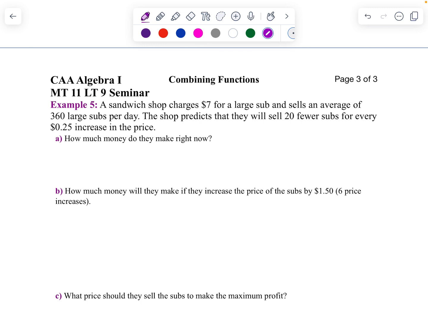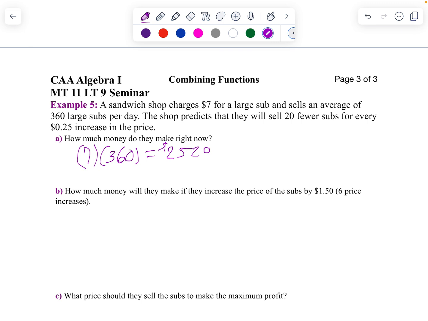Well, let's start here. If they charge $7 for a sub, and they're going to sell 360 subs a day, all we do to find that is take 7 times 360, and that will be $2,520.